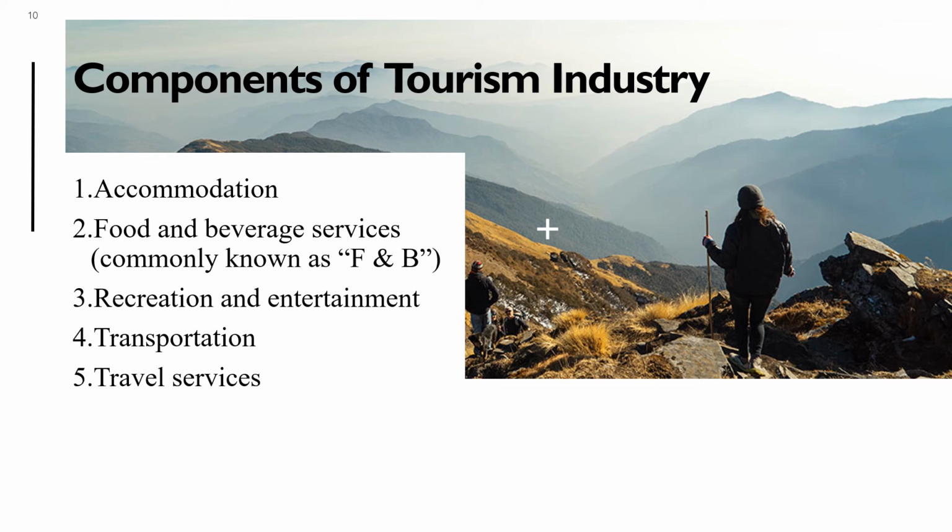For food and beverage services, or commonly known as F&B, usually it is associated with catering. And then the next one is recreation and entertainment. So it will be about the tourist attractions offered in tourism. And the next one is transportation. It's a vehicle that is used during the trip or a tour. For example, airplane, bus, ship, motorcycle, and etc.